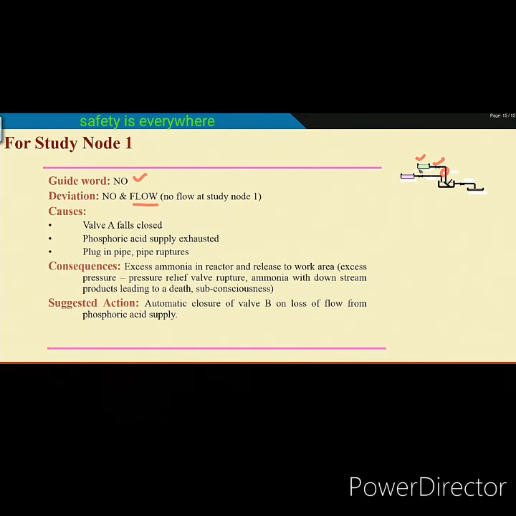What is the consequence? If less phosphoric acid comes to the reactor, there is excess ammonia in the reactor and it is released to the work area. Excess pressure may rupture the relief valve, releasing ammonia with downstream products, leading to death or unconsciousness, because it is a hazardous one. What is the suggested action? If you find there is no flow, you have to control ammonia flow. Automatic closure of valve B on loss of flow from phosphoric acid supply. Okay.